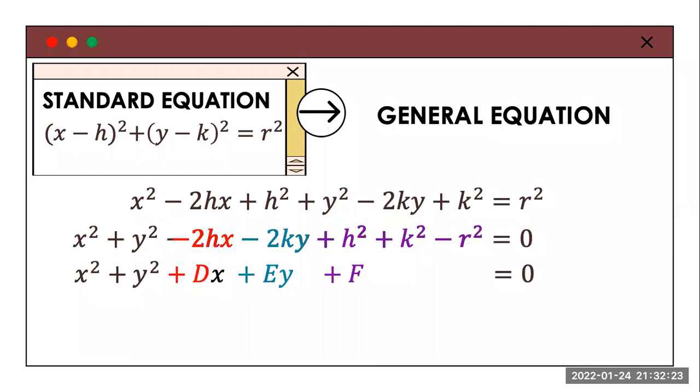Ito po kasi ay pwede siyang i-represent as the d, e, and f. So, papansinin nyo lang, yung d pala negative 2h. Yung e pala negative 2k. While your f is the h squared plus k squared minus r squared. And that is the general equation: x squared plus y squared plus dx plus ey plus f equals 0.